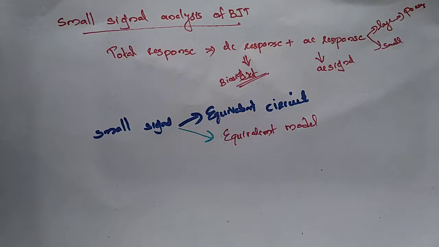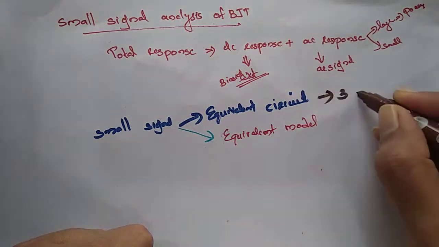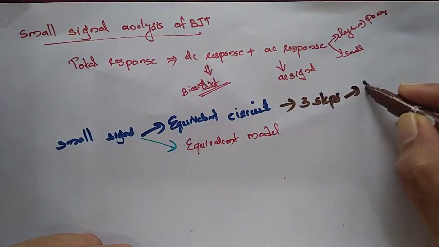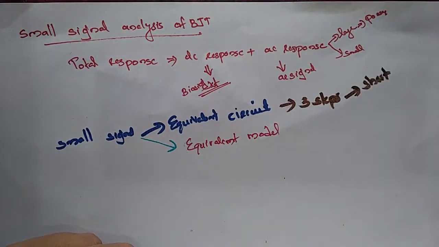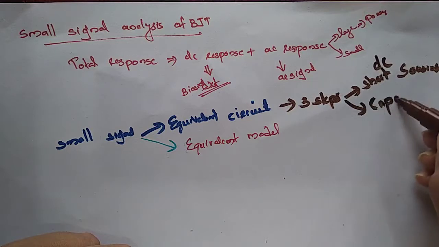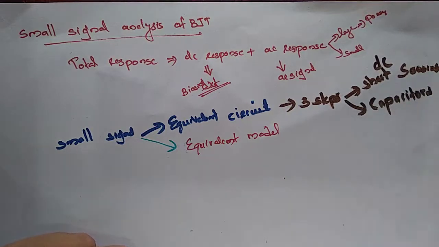While performing the small signal analysis, the first step is the equivalent circuit. How have we done this equivalent circuit? We have done it also in three steps. In the first step we short circuited all the DC sources. Then we short circuited all the capacitors, and finally we redrew our circuit using this modification.